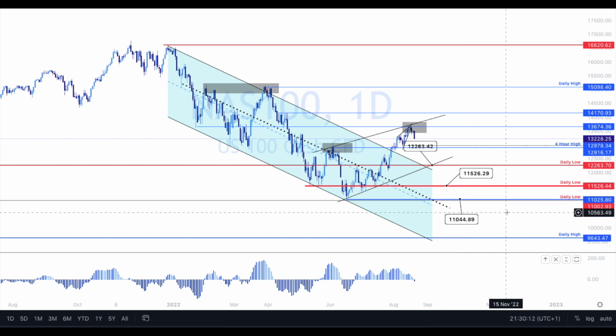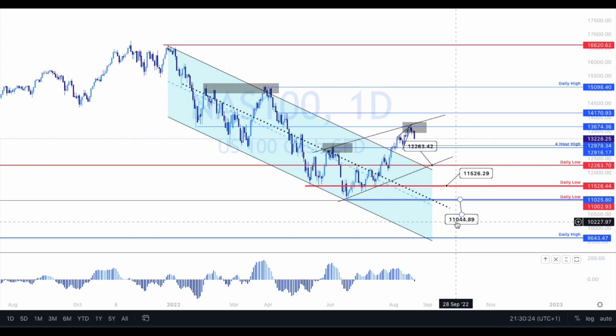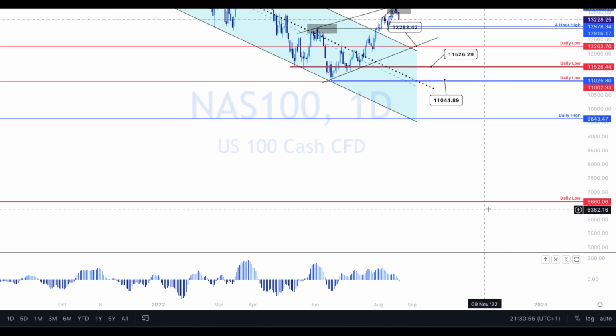It could come down to 10,044.89. Okay, now if it comes below this level of 11,044.89, then there is a good chance that this is a false breakout and price is going to continue to push downwards, and we may go as low as to this price point over here.